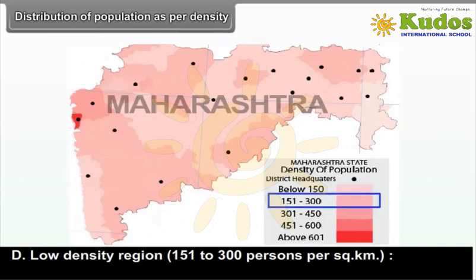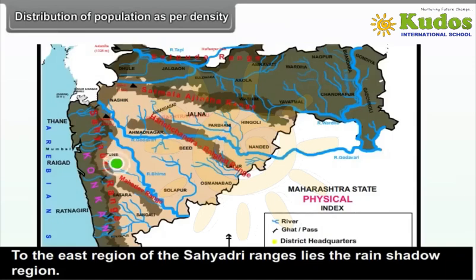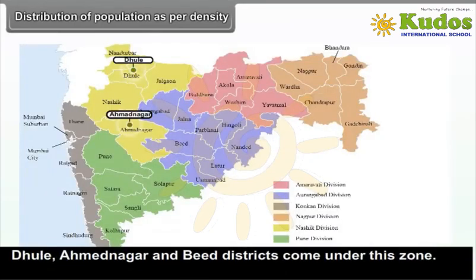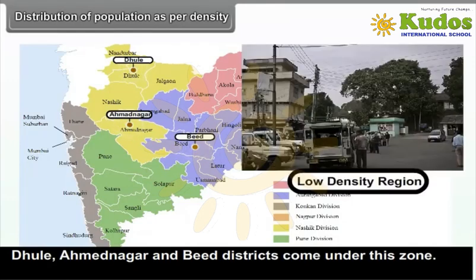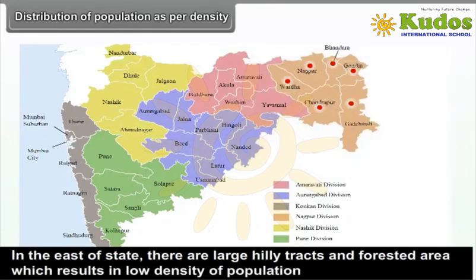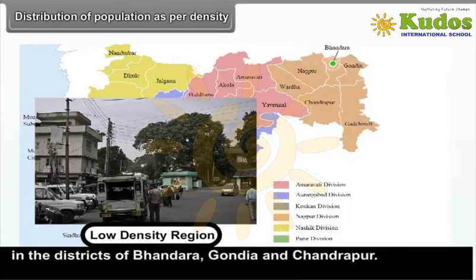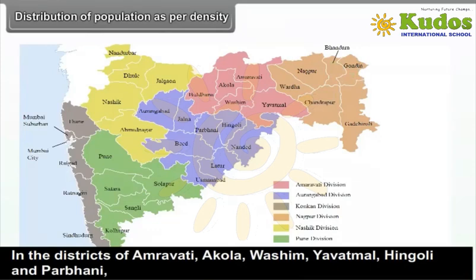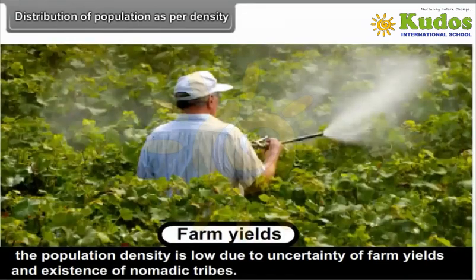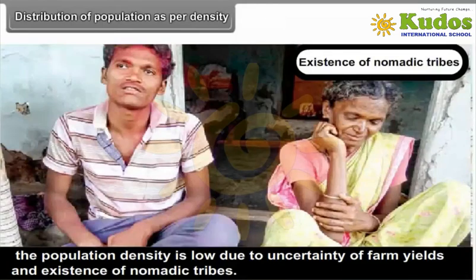D. Low density region, 151 to 300 persons per square kilometer. To the east region of the Sahyadri ranges lies the rain shadow region. Dhule, Ahmednagar and Beed districts come under this zone. In the east of the state, there are large hilly tracts and forested area, which results in low density of population in the districts of Bhandara, Gondia and Chandrapur. In the districts of Amravati, Akola, Washim, Yavatmal, Hingoli and Parbhani, the population density is low due to uncertainty of farm yields and existence of nomadic tribes.